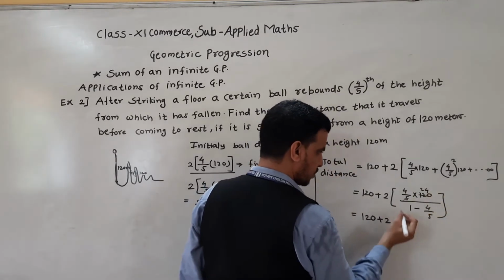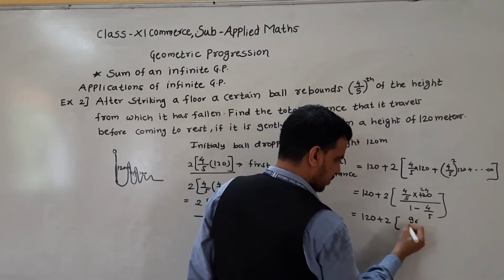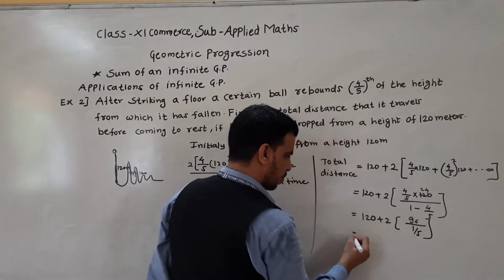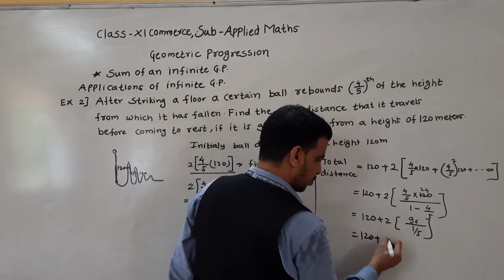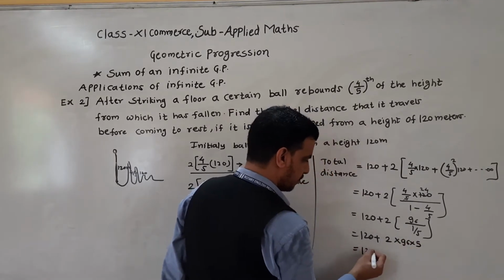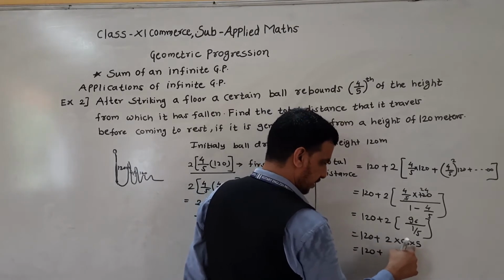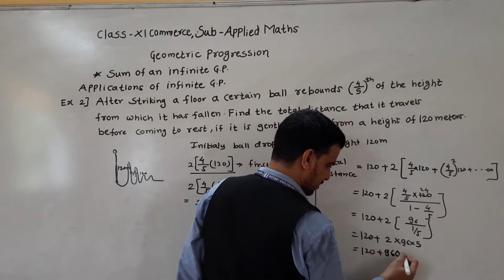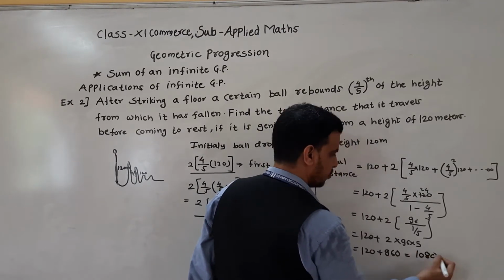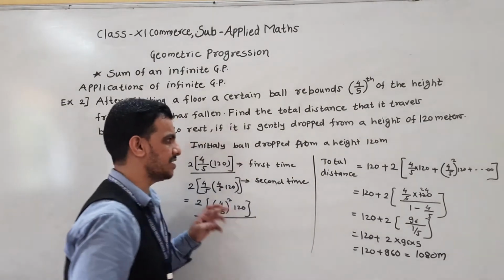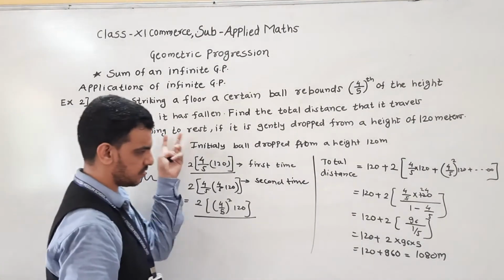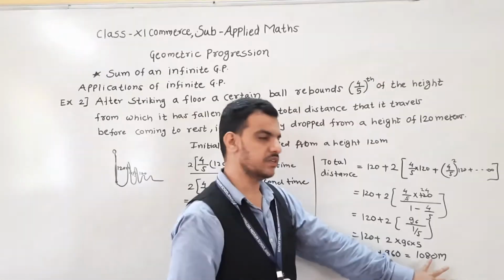Okay, 24 4s are 96 upon 1 minus 4/5, that is 1/5. So 120 plus 2 into 96 into 5. So 120 plus 2 5s are 10, and into 96, that is 960. And if we add this 120, it is 1080. Okay, so the total distance the ball covers before coming to rest is equal to 1080 meters.